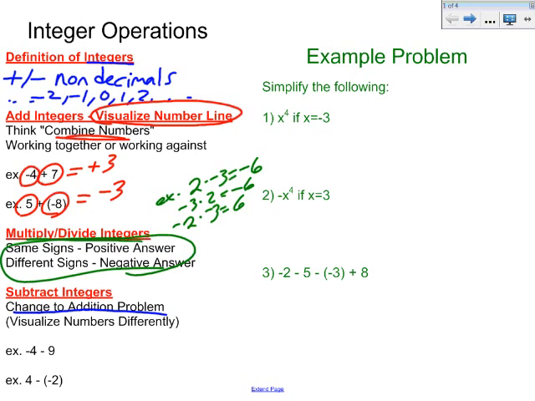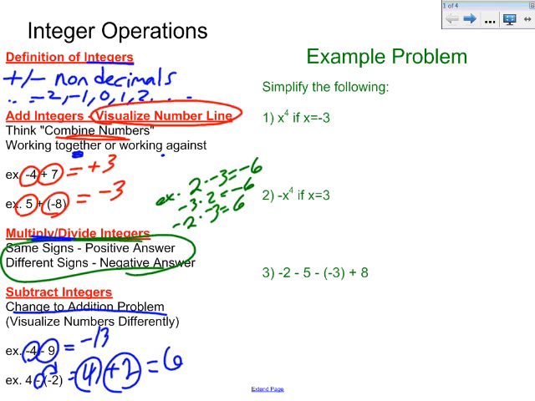Now, subtraction, I want you to remember to just change to addition. So you want to visualize the numbers differently. So when you see -4 minus 9, look at that as a -4 and a -9. When you put those together, you get -13. For the next case, when you see that negative sign, you want to distribute out the negative. So a negative times a positive is a negative, a negative times a negative is a positive. So that's why you end up with +4 and a +2. When you put those together, you get 6.